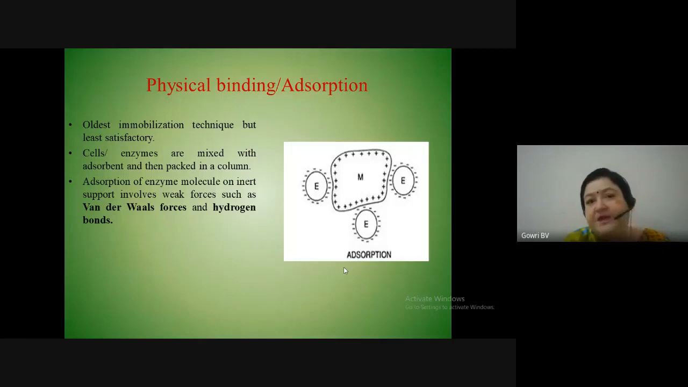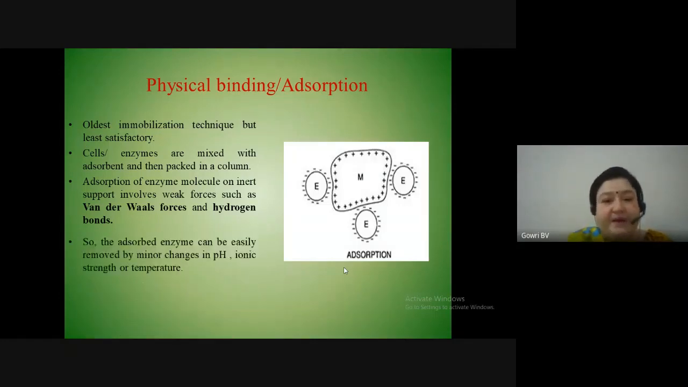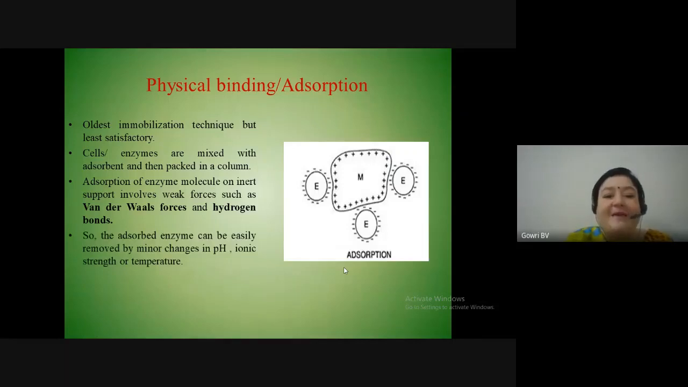So in this procedure, physical binding, the bonds or chemical forces that are formed are van der Waals force and hydrogen bond. Both of these are weak forces. So the more easily it binds physically, the more easily it can be separated, equally. So the adsorbed enzyme can be easily removed by minor changes in pH, ionic strength or temperature.